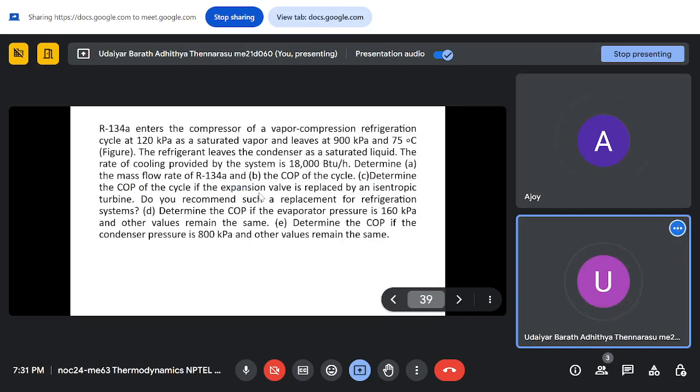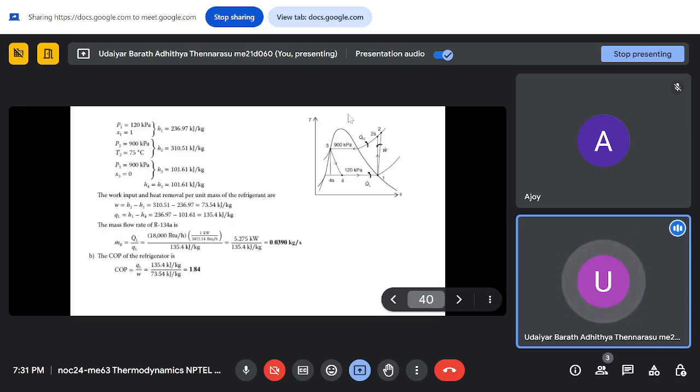Okay. So this question: R134A enters the compressor of a vapor compression refrigeration system at 120 kilopascal as a saturated vapor and leaves at 900 kilopascal and 75 degrees Celsius. It is shown in the figure. This is how the vapor compression system works. So it's plotted in a TS diagram.